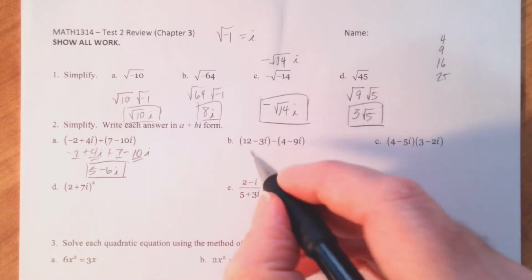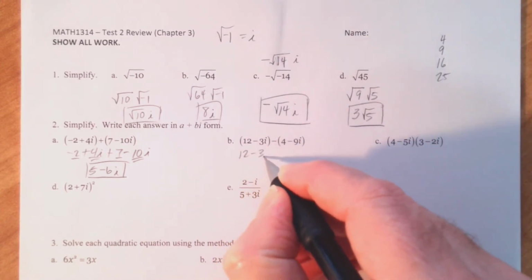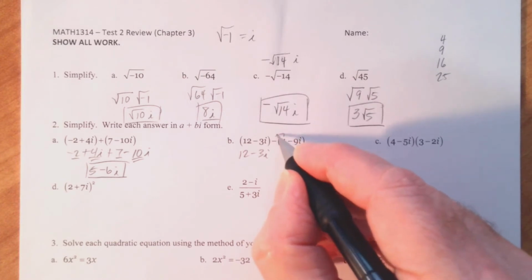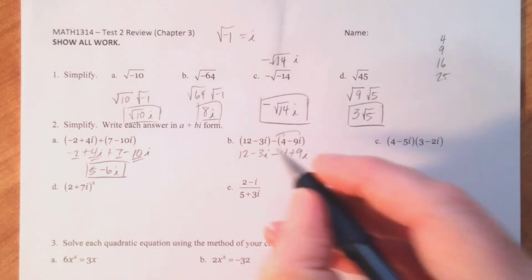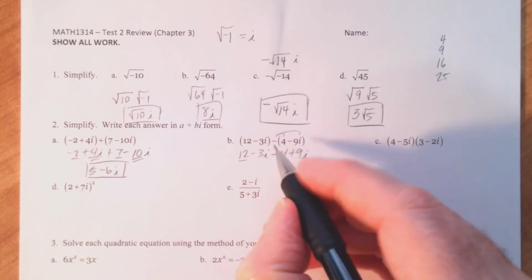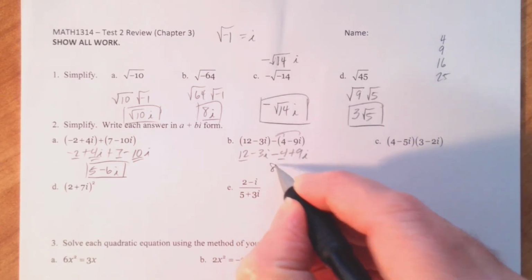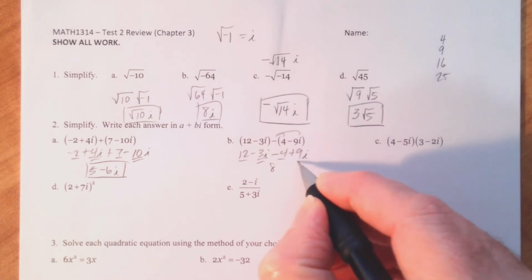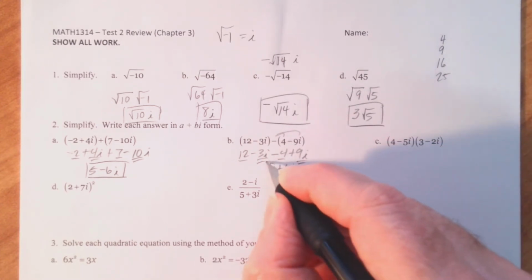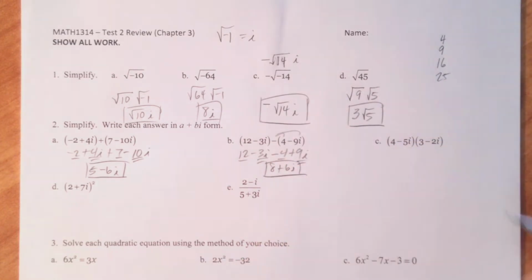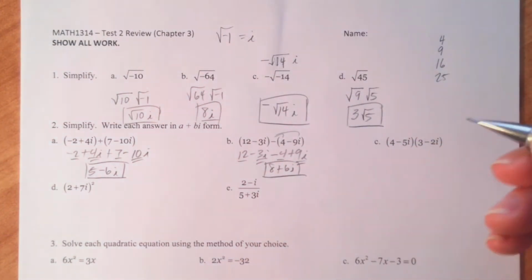So it's very similar here, except for when we drop the parentheses, we're going to have to distribute the negative here. We'll get minus 4 and plus 9i. So we can combine 12 and a minus 4 to get 8. A minus 3i and a plus 9i is 6i. And so 8 plus 6i is what we get there.